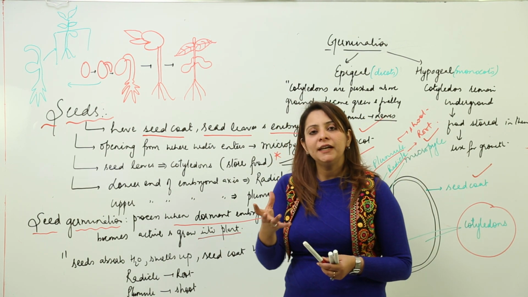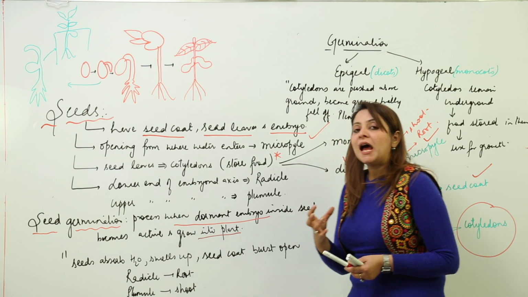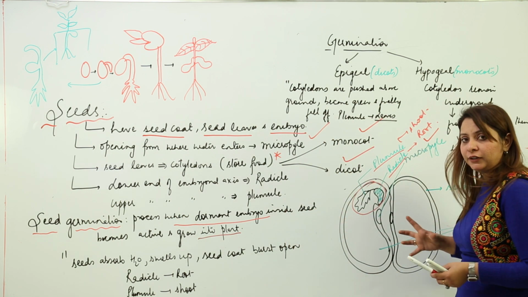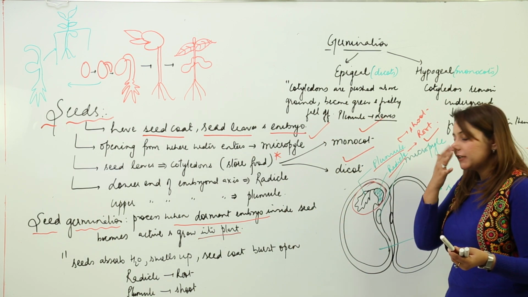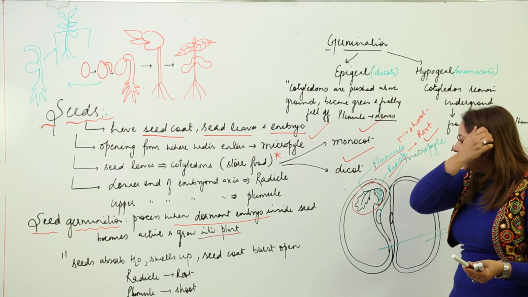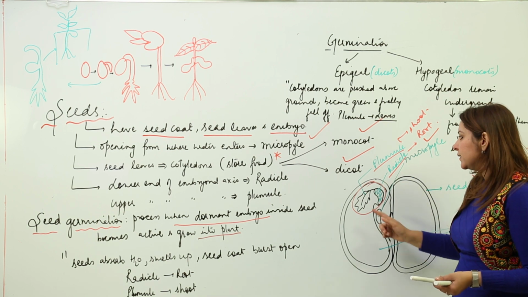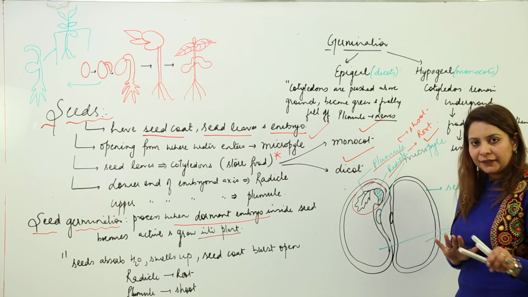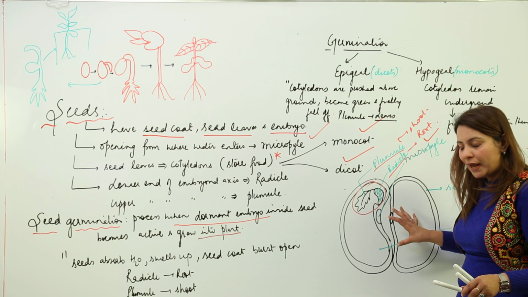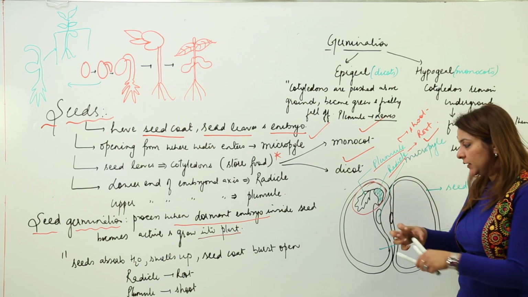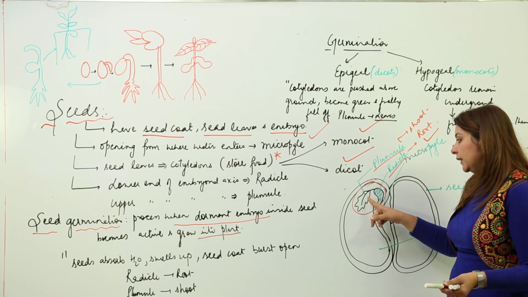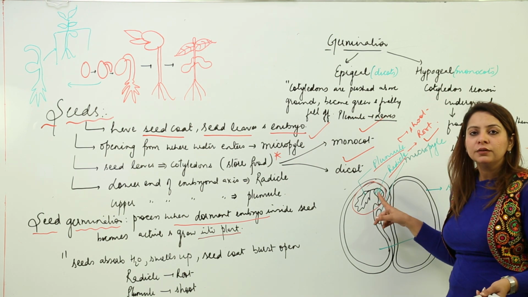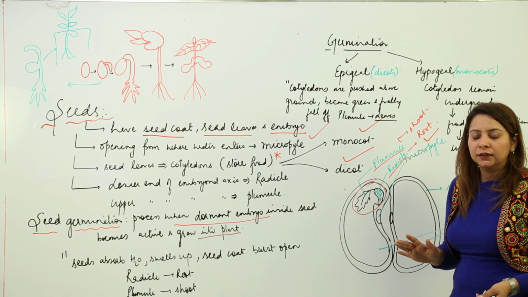So how? The seed absorbs water and swells up. As a result, its seed coat softens and bursts out. This is how seed germination occurs, and we know that the plumule is going to form a shoot and the radicle is going to form a root. So I think you got it: they absorb water, they swell, the coat becomes softened and bursts open, and this gives rise to a shoot and this gives rise to a root. So this is how germination occurs.